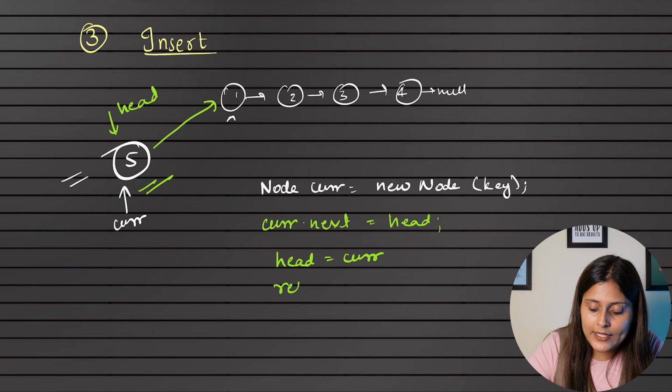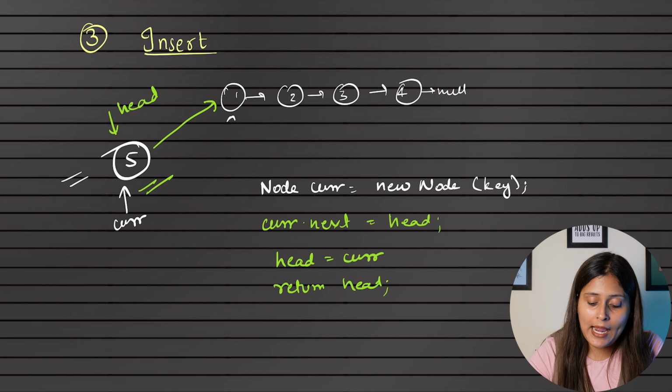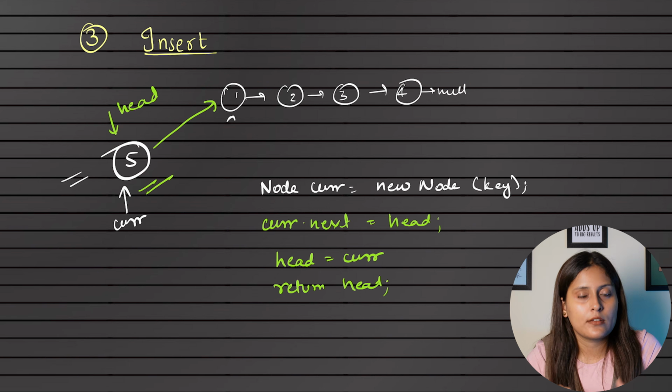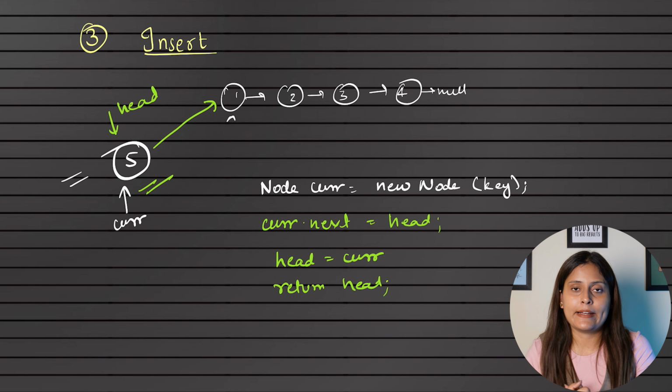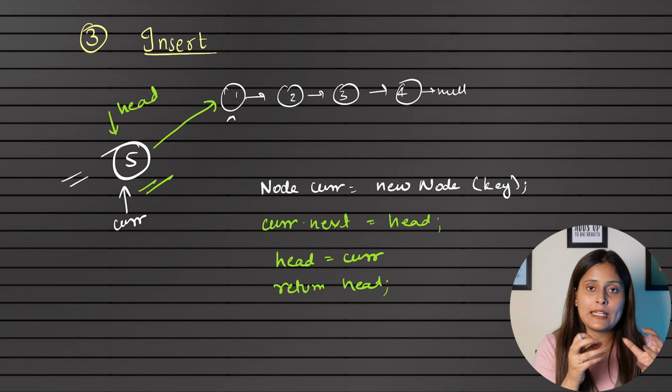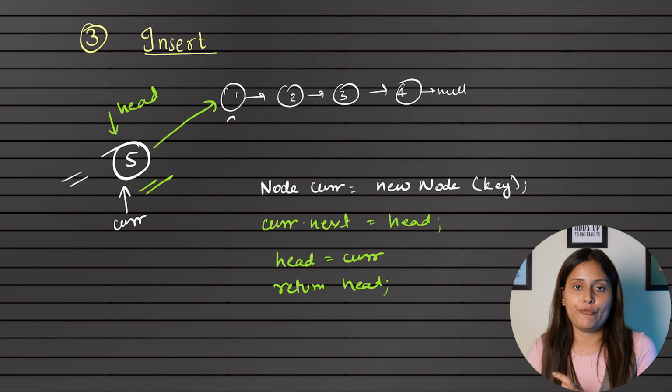And now we can return our head. Yes, now we can return, and now when we return, it will say 5, 1, 2, 3, 4. It will see this as a new linked list. So this was insertion of node at the beginning of the linked list.